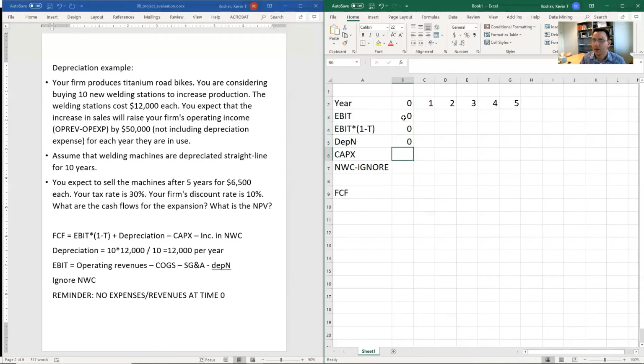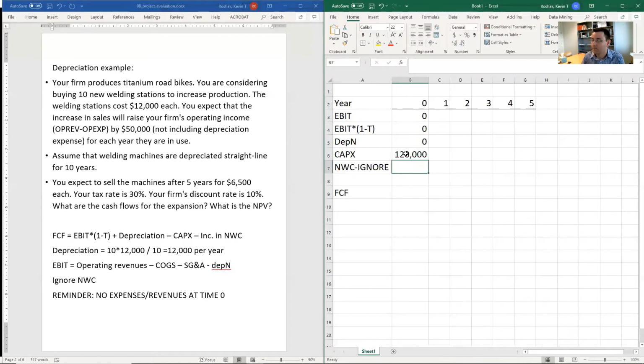Okay. What about CAPX now? If we're focusing on time 0, what did we do with CAPX? Well, we bought a bunch of new machines. We bought 10 of these machines for $12,000 each. So that's a CAPX of $120,000. That happened today, right? If we buy these things, that's a check that we're writing. That's cash flow out of our hands for $120,000. Net working capital, there's no such net working capital in this example, so we're going to have zeros.